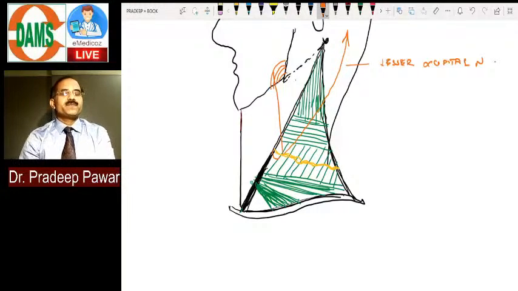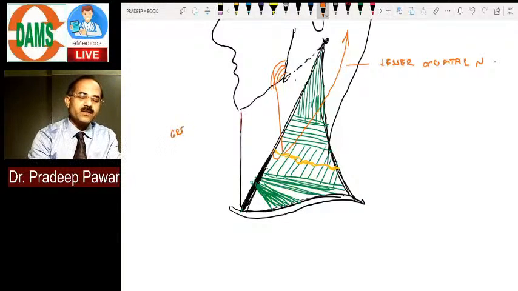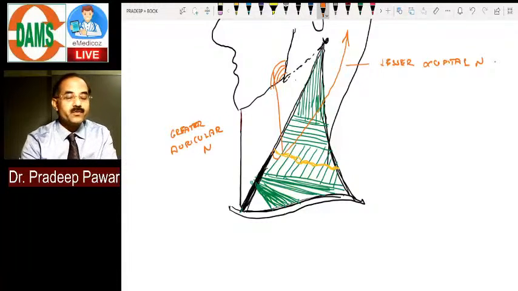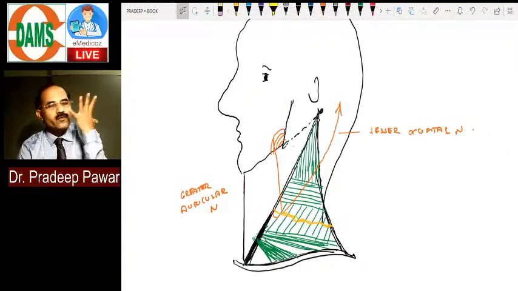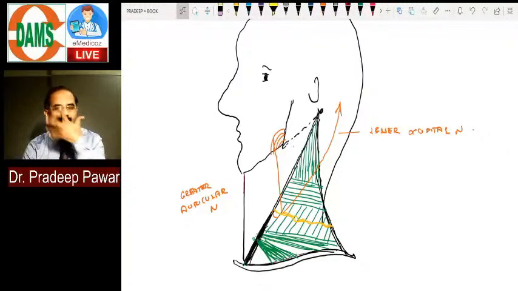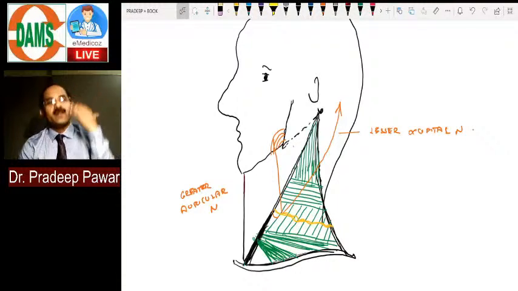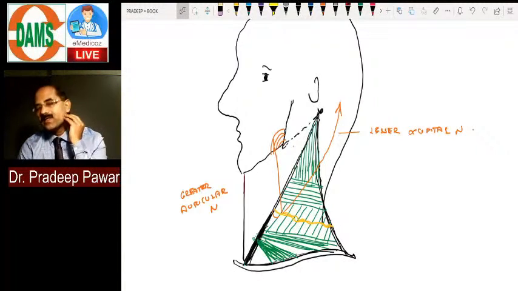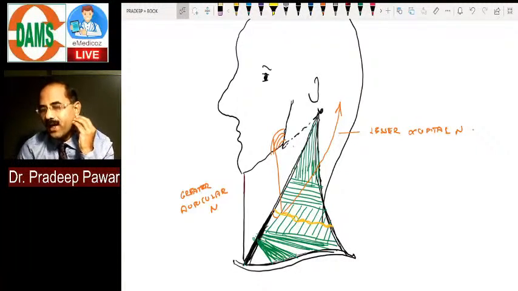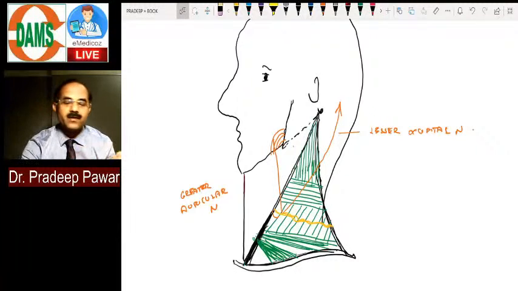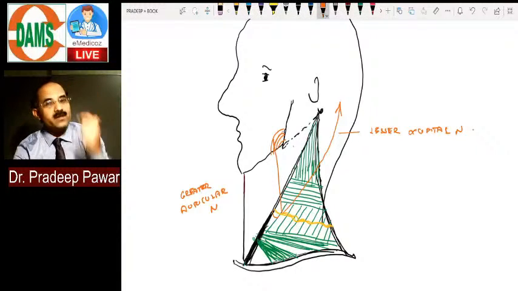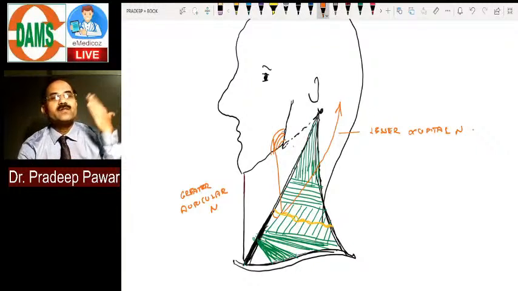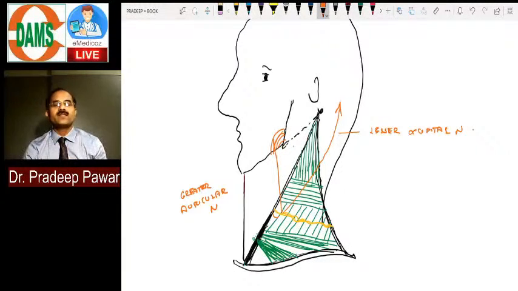Yes, this is the greater auricular nerve. If you must be knowing this: the entire face sensory supply is by the trigeminal nerve, except a small area of the skin over the angle of mandible, and this is supplied by the greater auricular nerve, which is a branch of the cervical plexus.